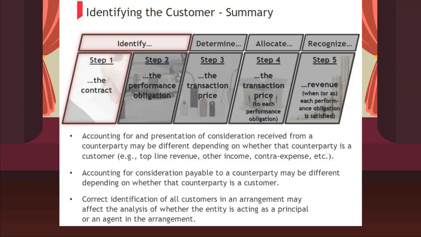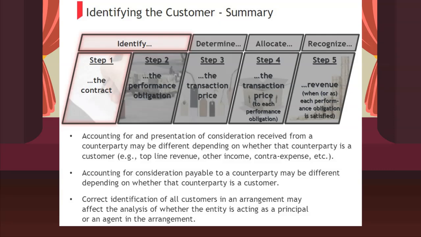First, accounting for and presentation of consideration received from a counterparty may be different depending on whether that counterparty is a customer. For instance, it may be top-line revenue if they're a customer. It may be some other type of income. It may even be an offset to an expense account. Second, accounting for consideration payable to a counterparty may be different depending on whether that counterparty is a customer. And finally, correct identification of all customers in an arrangement may affect the analysis of whether the entity is acting as a principal or as an agent in the arrangement.